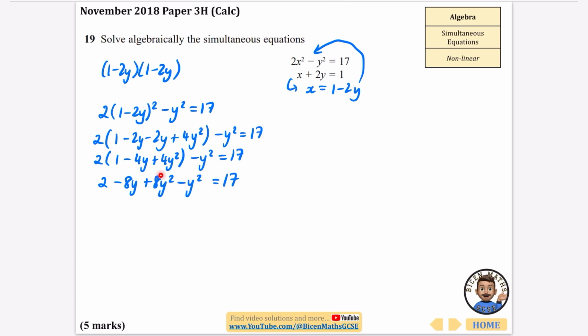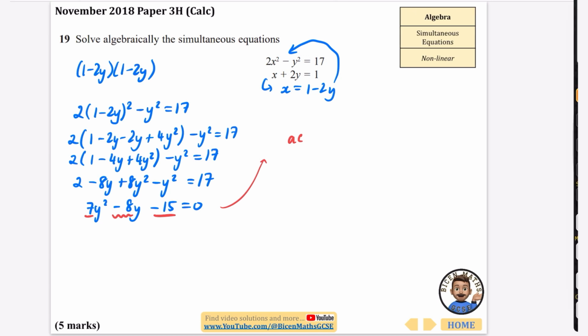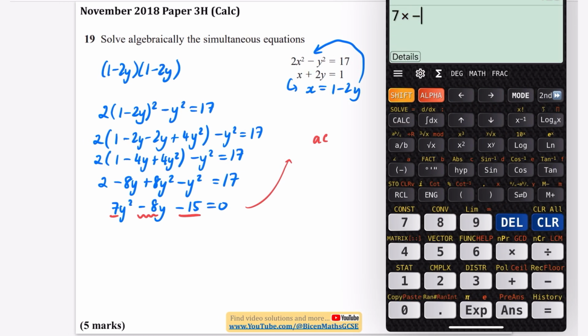Now, let's just simplify these. So 8y squared minus y squared, that's 7y squared. Then we have minus 8y, and then we have a 2 take away 17, and 2 take away 17 is negative 15. Now I'm going to use the AC method that we've got here. So that's my A, that's my C, and I want them to add to minus 8. So in this case, our AC is 7 multiplied by minus 15, which is minus 105. So I need to think of things that multiply to minus 105, but they add to minus 8.